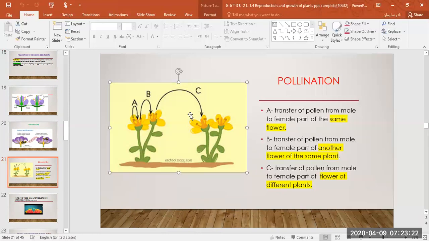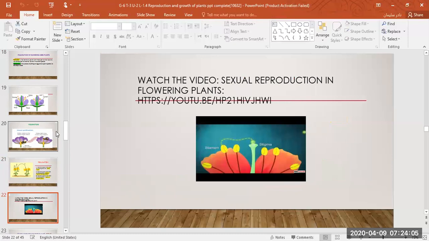What about C? C is the transfer of pollen, or pollination, from the male to the female part of flowers of different plants, but of the same kind, the same species. So pollination can occur within the same flower if it has the male and the female parts. It takes place between two flowers of the same plant, and it can occur between two flowers of different plants, but they have to be of the same kind, the same species. Okay, so this is all about pollination.